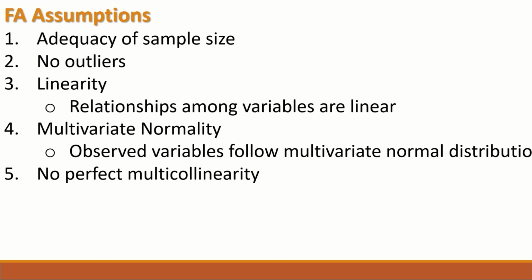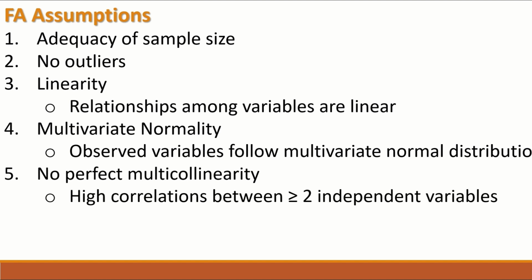The fifth assumption that has to be fulfilled is there is no perfect multicollinearity, which means that items are not associated or linked to each other with a high value. So there should be no high correlation between two or more independent variables. The correlation between variables has to be not high, otherwise this could indicate multicollinearity.